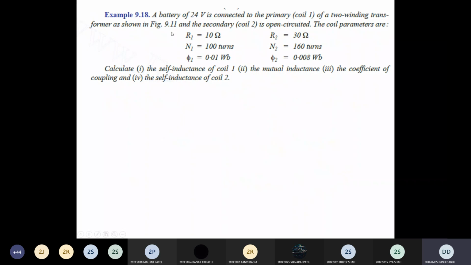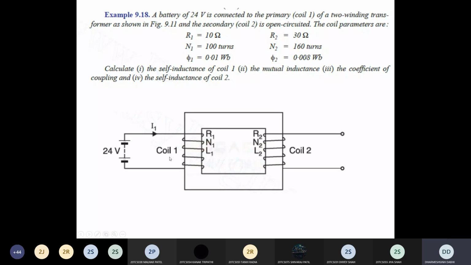Write down a battery of 24 volt is connected to the primary coil 1 of two winding transformer. You can see here the figure of the two winding transformer, and the secondary coil is open circuited. Secondary coil, that means coil 2, is open circuited. The coil parameters are given here.